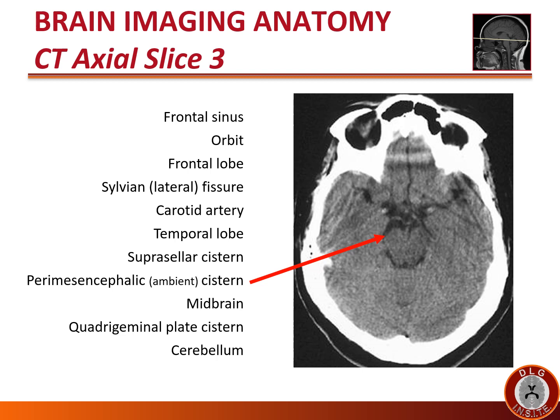The perimesencephalic cisterns commonly fill with blood during subarachnoid hemorrhages and also become obscured when the temporal lobe, specifically the uncus of the temporal lobe, herniates and compresses down on the brainstem during uncal or transtentorial herniation.